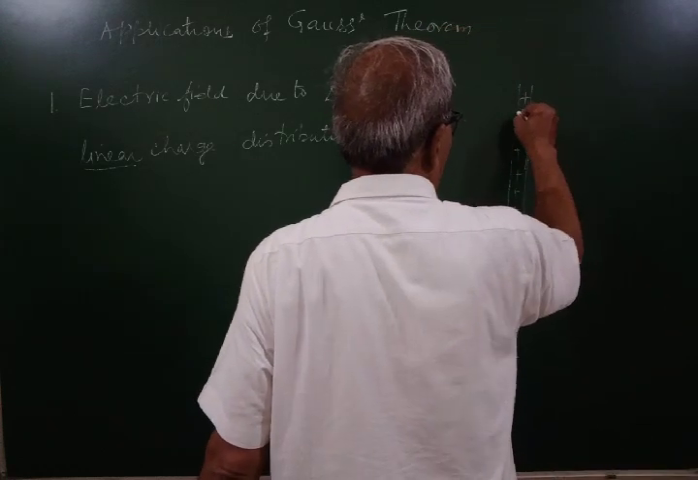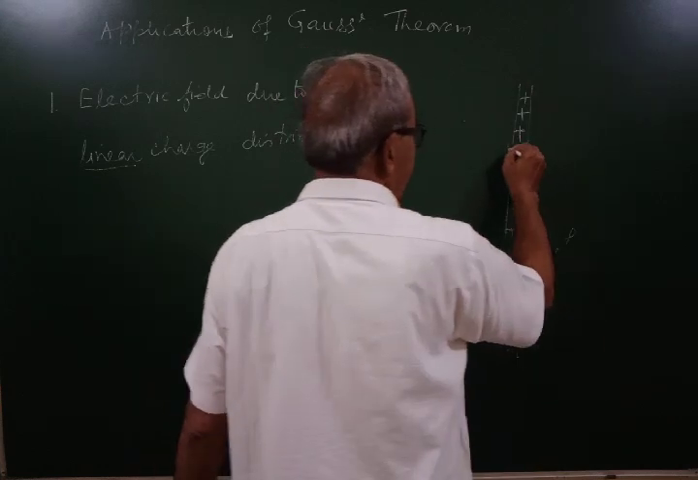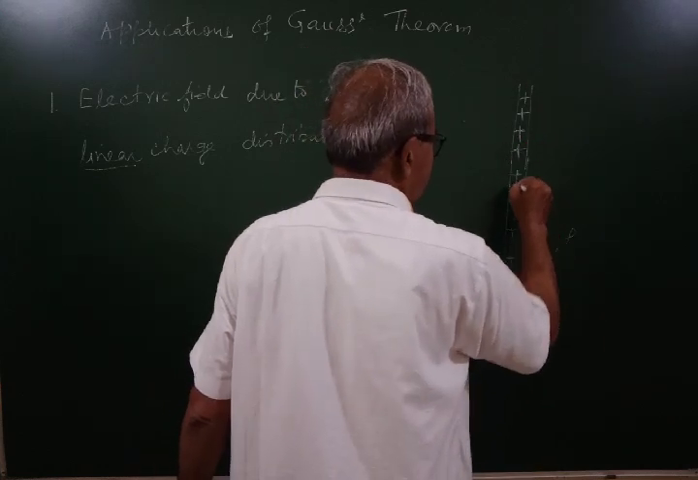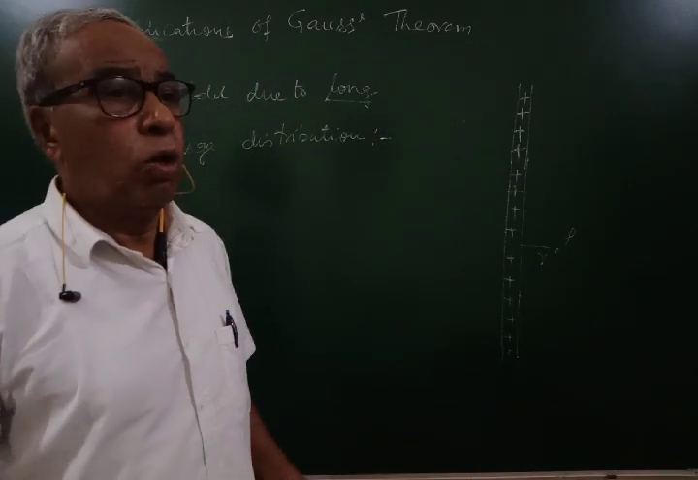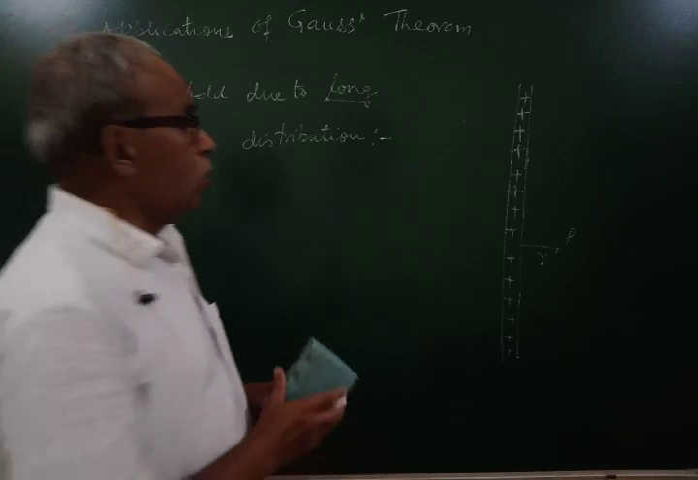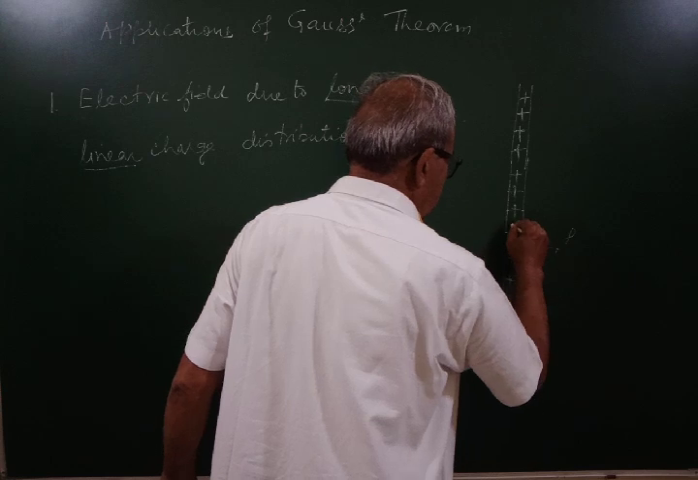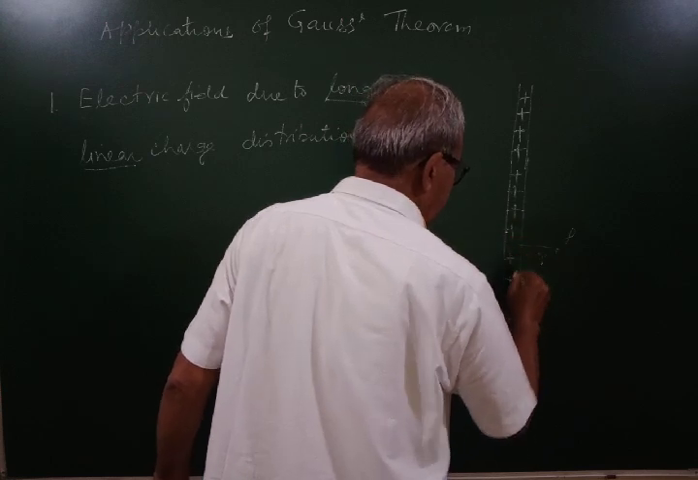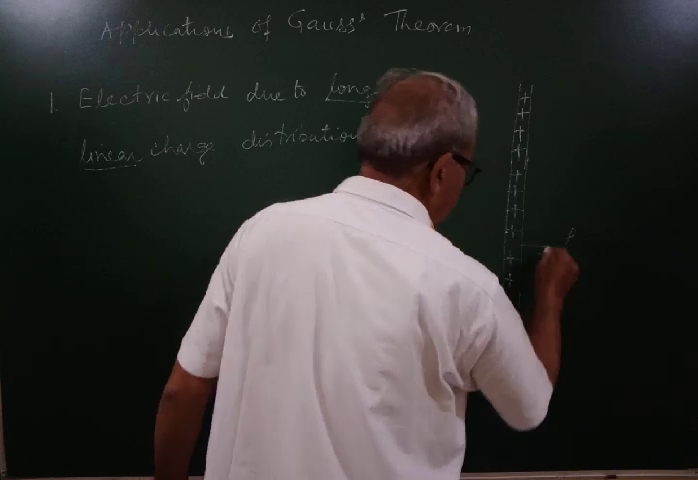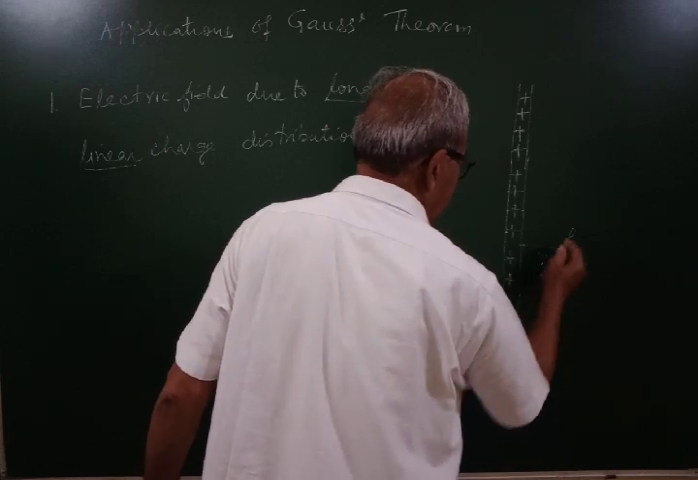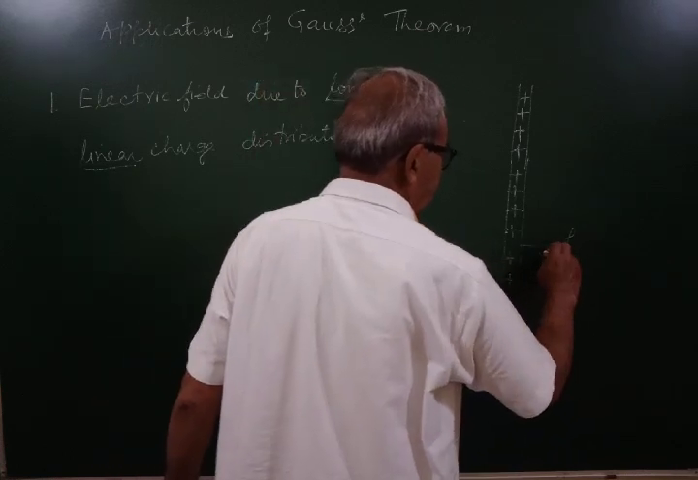Infinitely long. I have told you many times what is the meaning of small and large or long. When we say it is long, it means infinitely long, meaning it is much bigger than some other given quantity of the same dimension. So here point P, distance R. Right? So we want to find out the electric field.